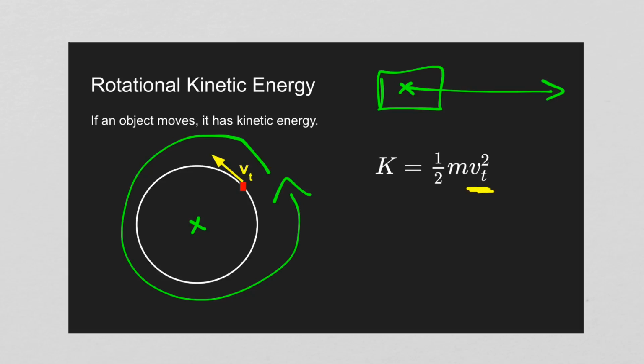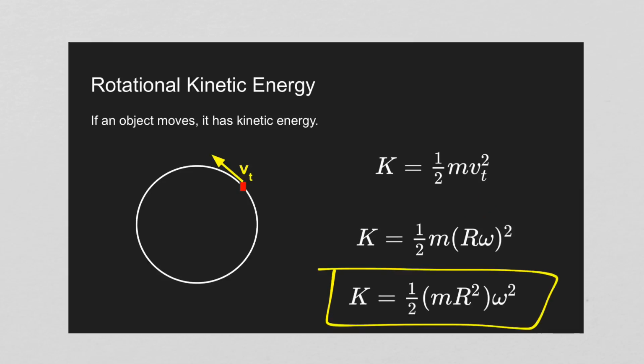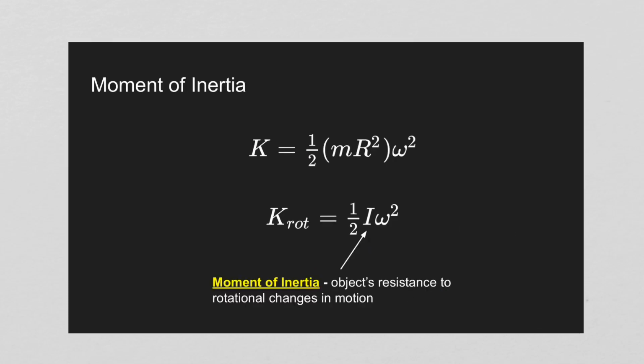Well, let's look at this tangential velocity and relate it to its motion about the center, or angular velocity. Now we know the relationship r omega equals tangential velocity. All right, we plug this in there, and we get this new term. This will be our rotational kinetic energy. Turns out this piece right here is very important, and it's so important, we give it its own name, moment of inertia, or an object's resistance to rotational changes in motion. We'll show you this in a little bit.